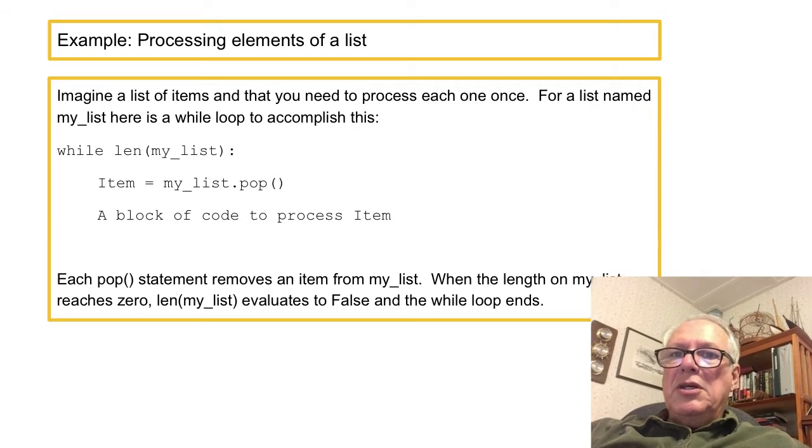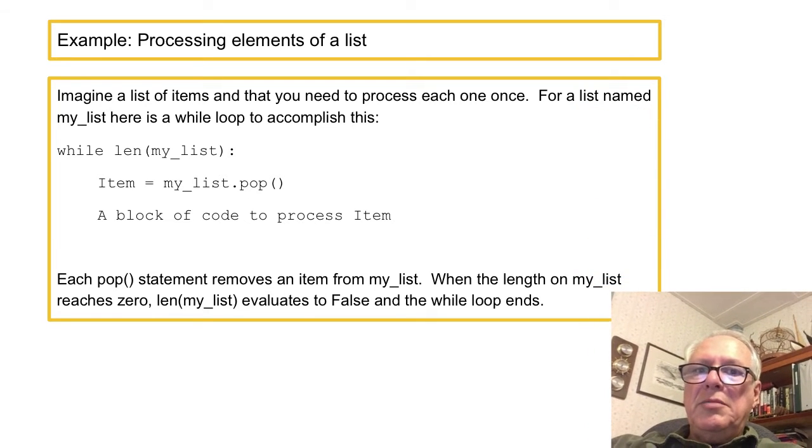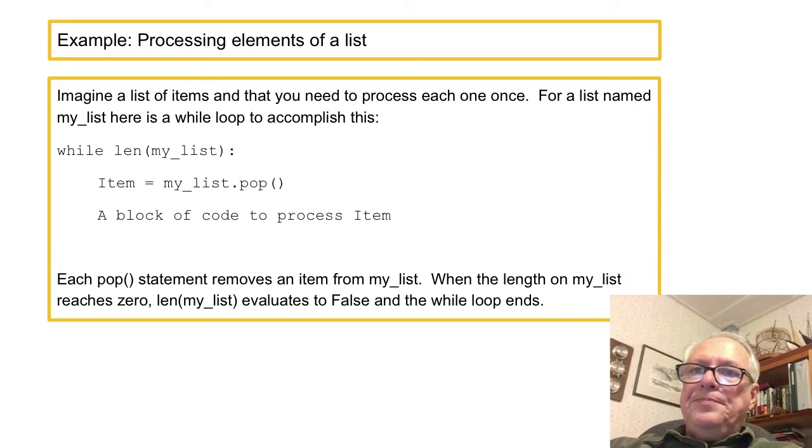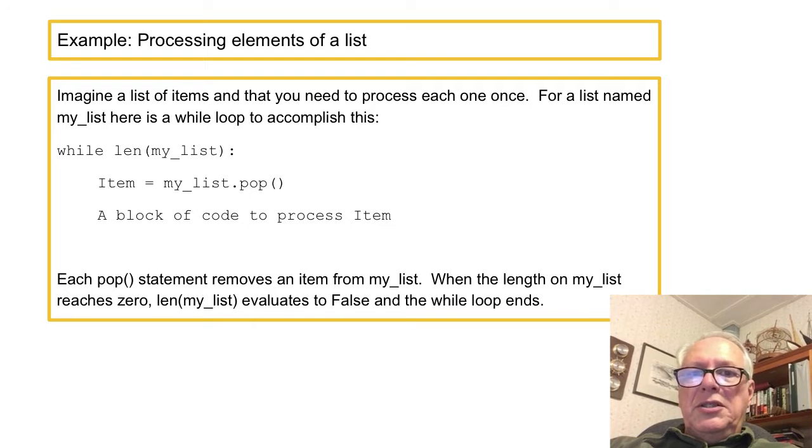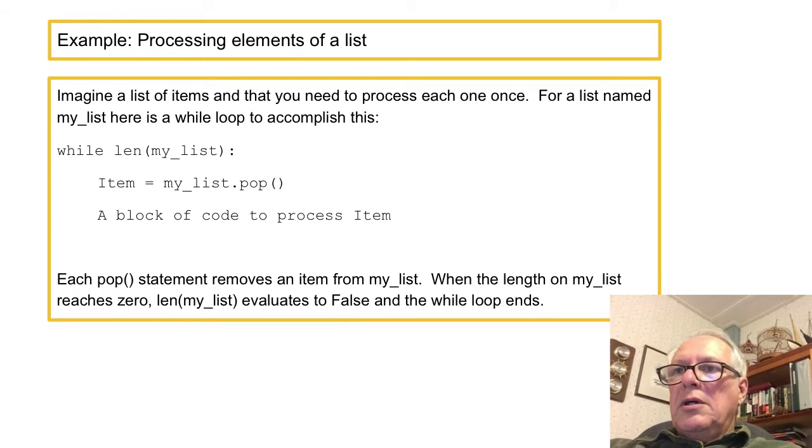I'm going to slide myself almost out of the picture. So imagine that you have a list of items and you need to process each one, and you don't care if you empty the list as a result, if you demolish the list. Or if the list is important to you, you can make a copy of the list and operate on the copy.